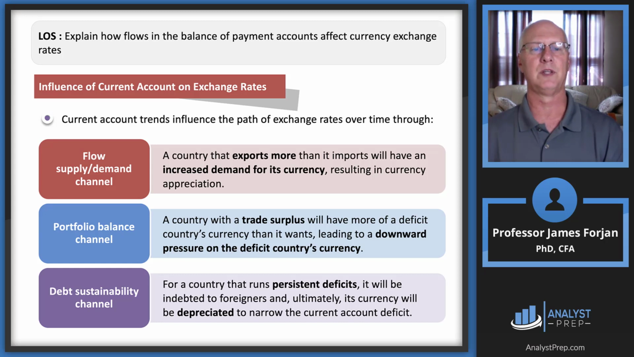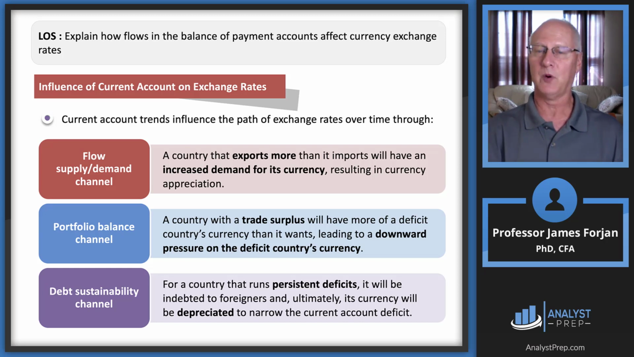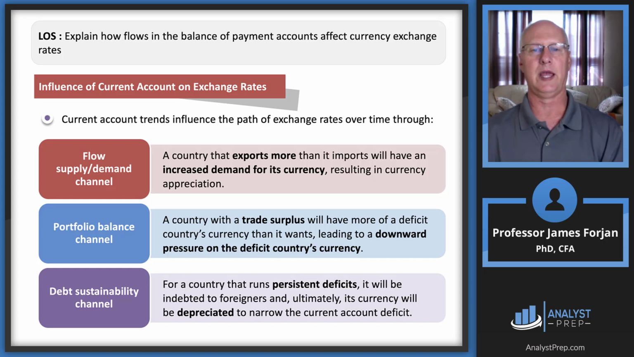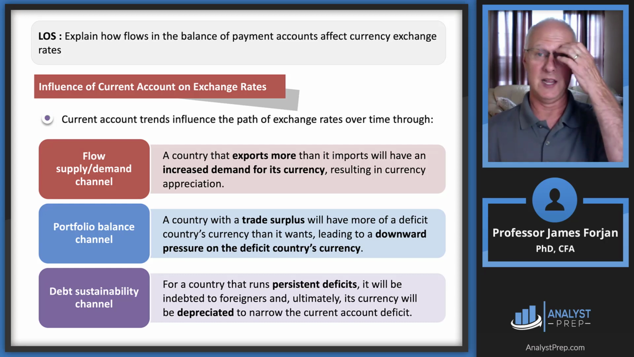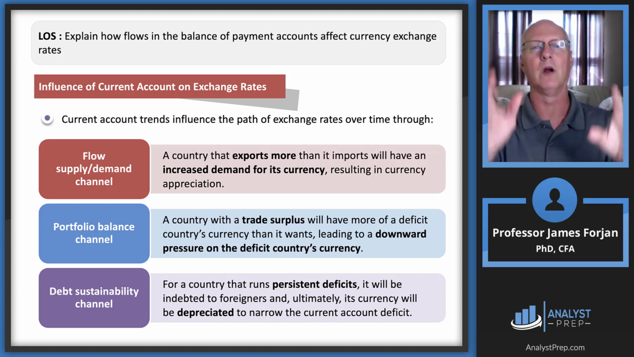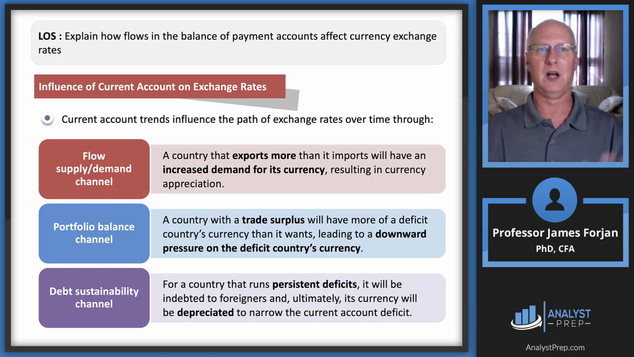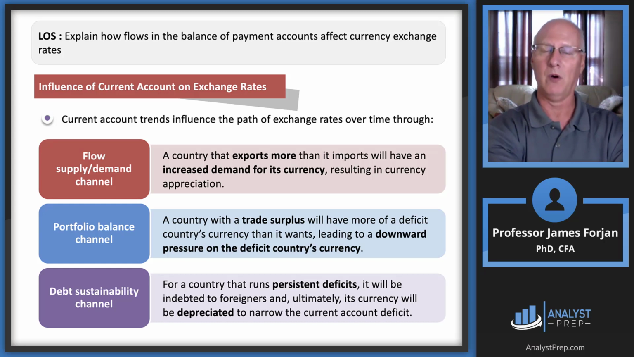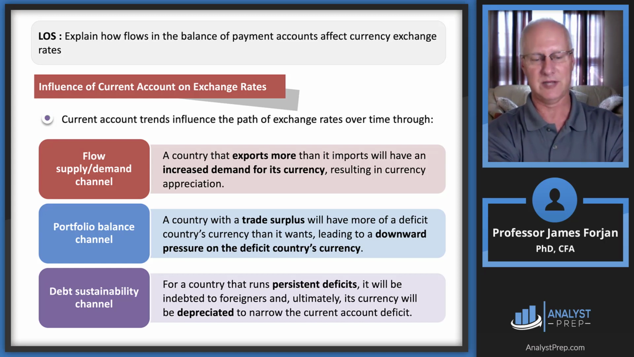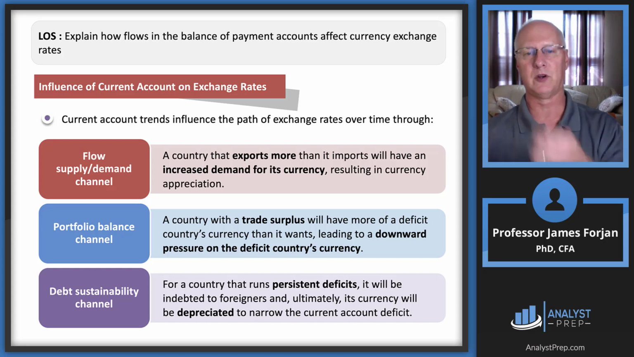All right, so a couple of different channels here, as they're known: a flow supply and a flow demand channel. So a country that exports more than it imports, right? So we're exporting, will have an increased demand for its currency, resulting in a currency appreciation. And this makes perfect sense: if we are exporting more, then what that means is that other countries are coming to the table that's filled with US dollars, and they're taking those US dollars out. So the supply of US dollars is falling, which means currency appreciation.